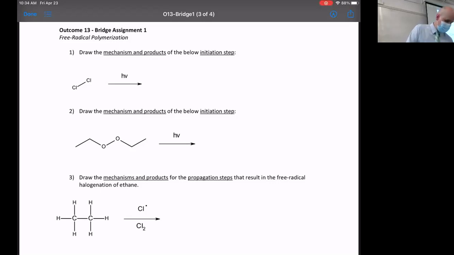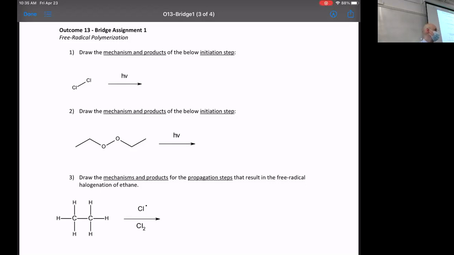All right, so we're going to go through this, but I want you to focus mainly on the propagation. The initiations are pretty simple. I gave you 4 different versions of initiators in the video. You don't need to know the structure of AIBN. You do not need to know the structure of NBS, and you don't even need to know what those necessarily stand for.